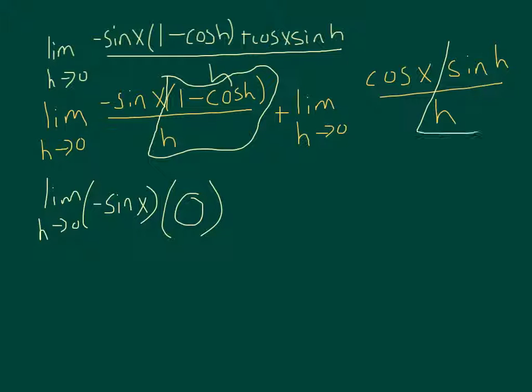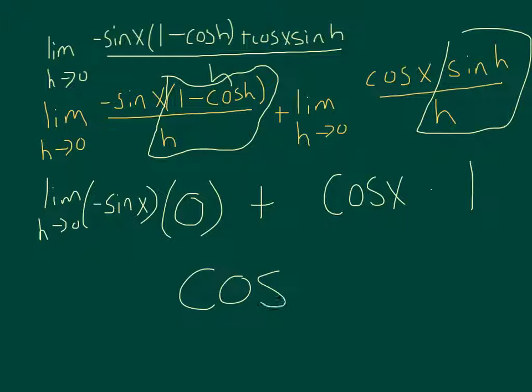The second cool thing is I have my limit as h approaches 0 of sine h over h. That's my other special trig limit. That one's going to equal 1. So here we've got 1 for the sine h over h. I've got cosine x times 1. The derivative of sine of x is cosine of x.